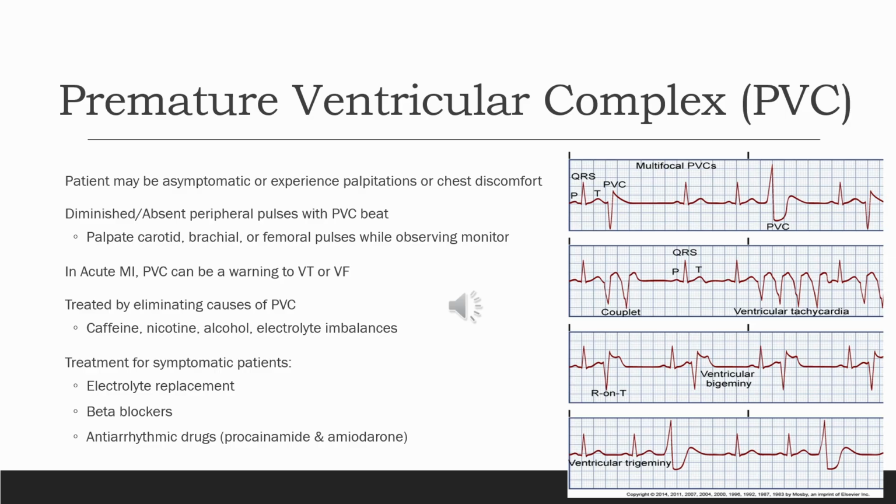So our key takeaways: PVCs are early ventricular beats that can be unifocal or multifocal. Bigeminy, trigeminy, and couplets are very common patterns of PVCs. Frequent PVCs, or a run of 3 or more, can lead to or be called ventricular tachycardia. In a patient with PVCs, we want to assess for those pulse deficits. We want to treat the underlying causes and assess for symptoms. And then our treatment includes correcting those imbalances, avoiding triggers, and using medications if that's necessary.